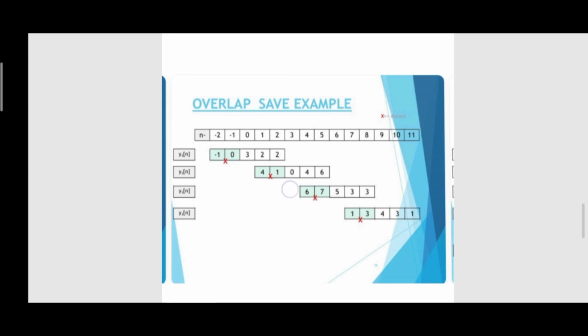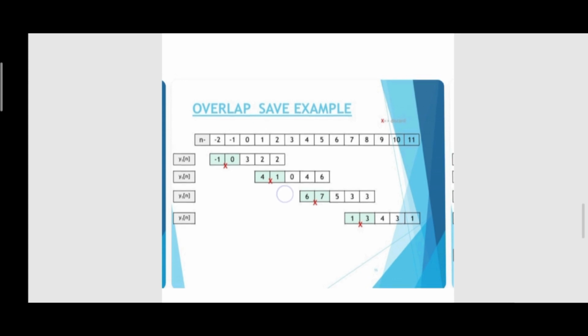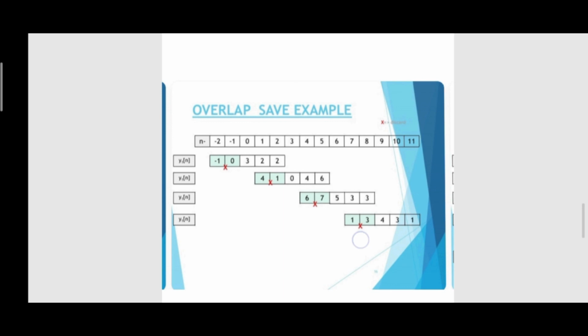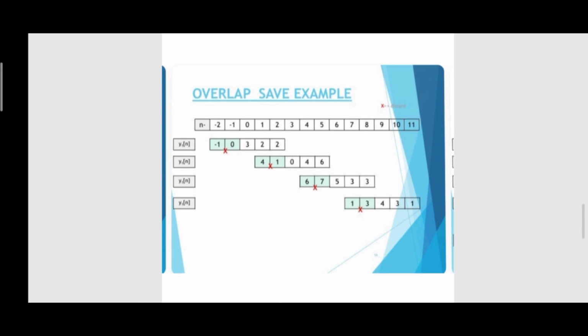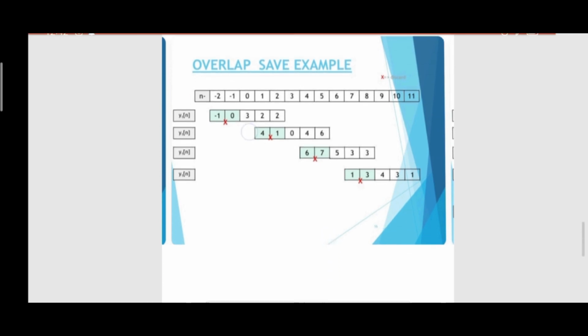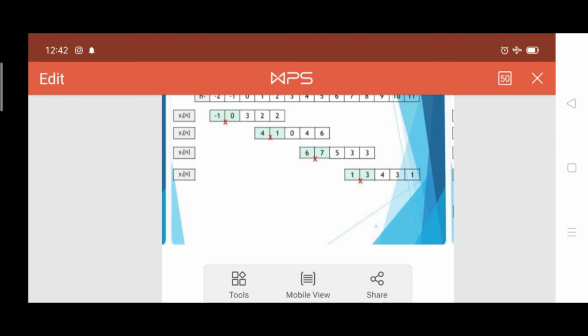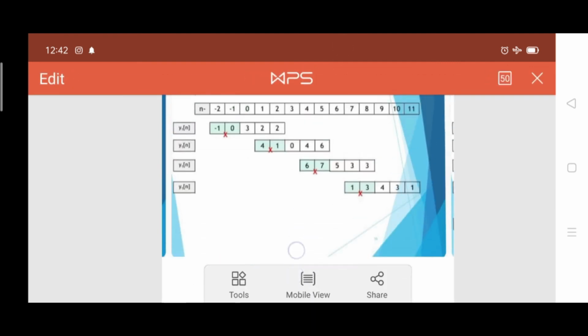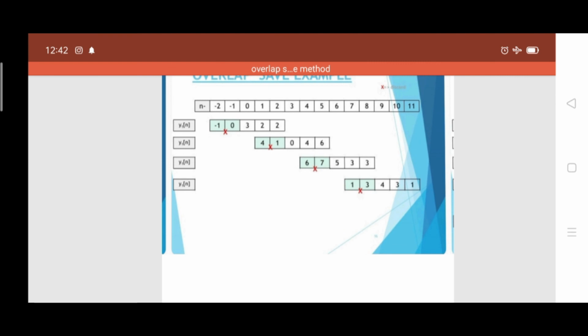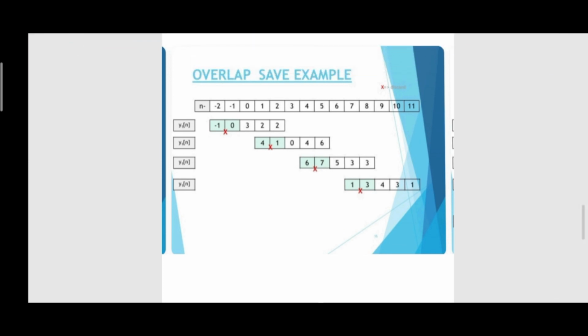In the next y2 of n also we have to discard 2 samples, so we are discarding 4 and 1. In the third, y3 of n, also we have to discard 2 values, so 6 and 7 are discarded. In the fourth, y4 of n, we are discarding 1 and 3. So finally we can write the values as 3, 2, 2, 0, 4, 6, 5, 3, 3 and 4, 3, 1.